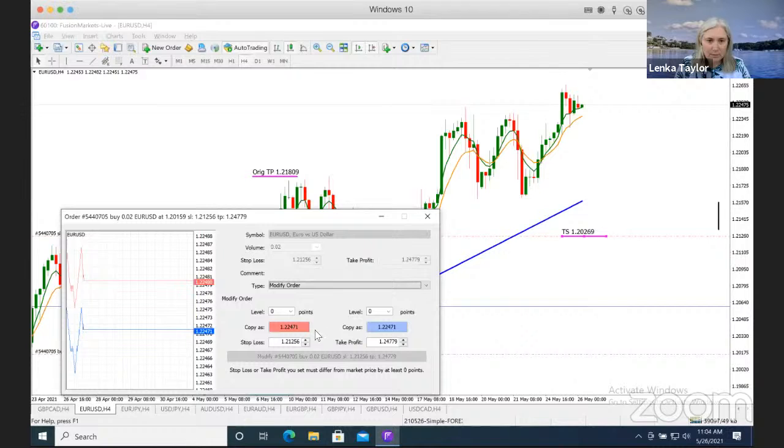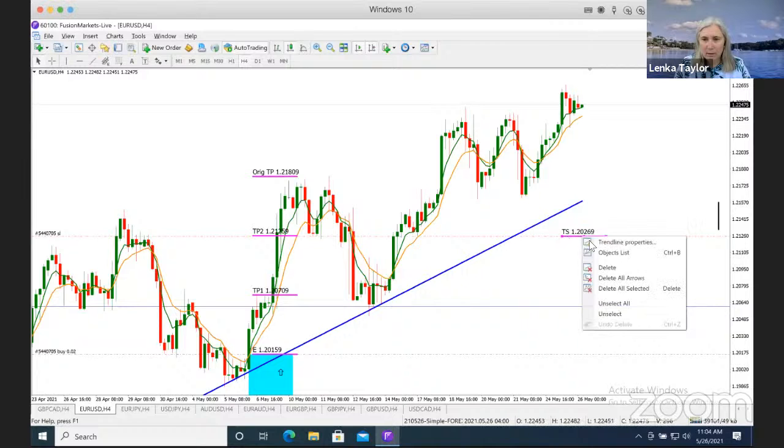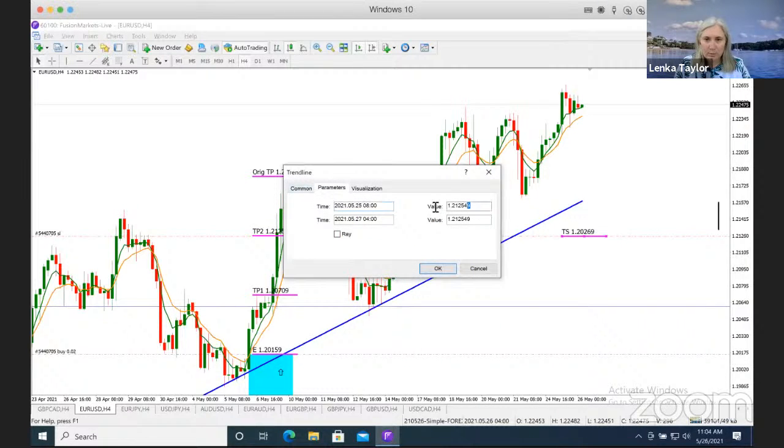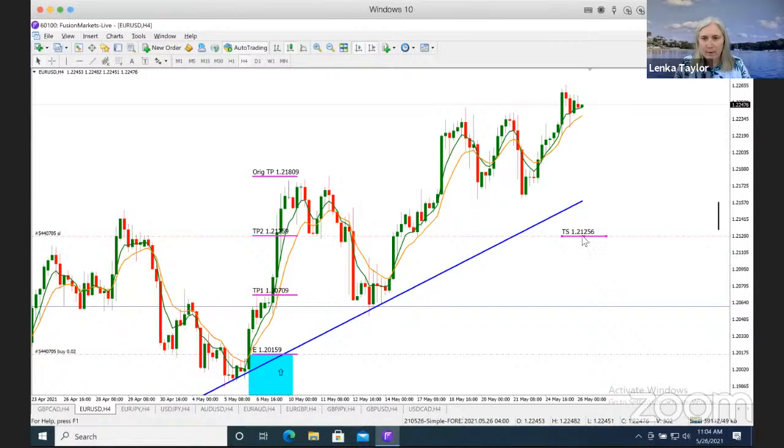So where's the trailing stop now? Trailing stop is here. So new trailing stop is at 1.21256. Okay. And I'm just holding on, giving it plenty of room to move. But as long as it's going in the general direction of the trade, long for this particular one, then I'm happy to stay in. All right, let me quickly check the chat box.